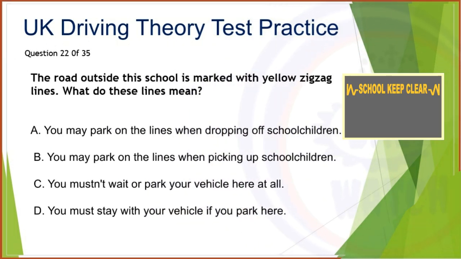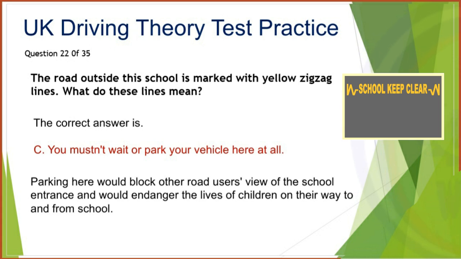Question 22 of 35. The road outside this school is marked with yellow zigzag lines. What do these lines mean? A. You may park on the lines when dropping off school children. B. You may park on the lines when picking up school children. C. You mustn't wait or park your vehicle here at all. D. You must stay with your vehicle if you park here. The correct answer is C.